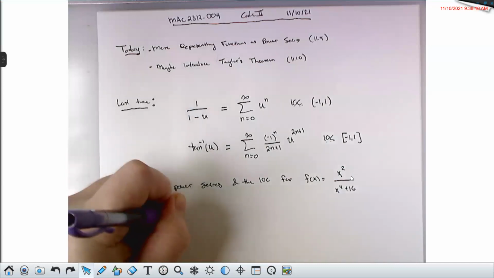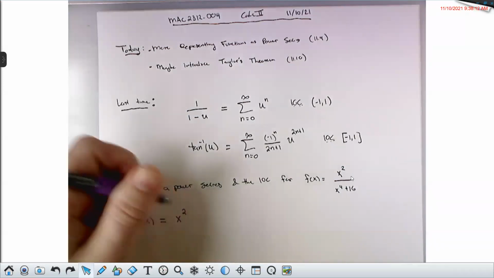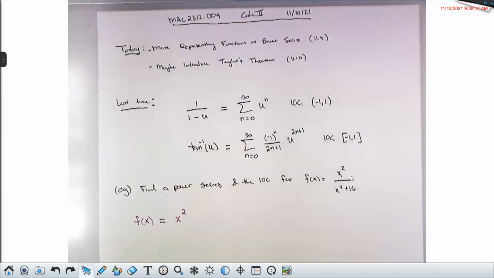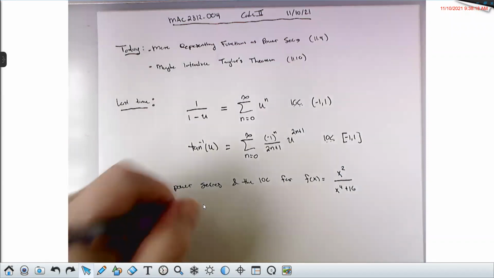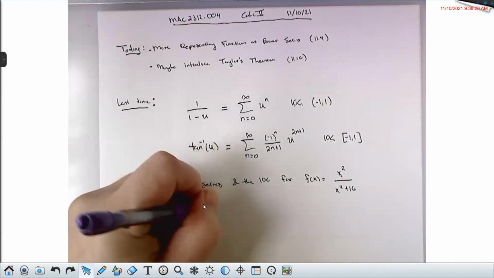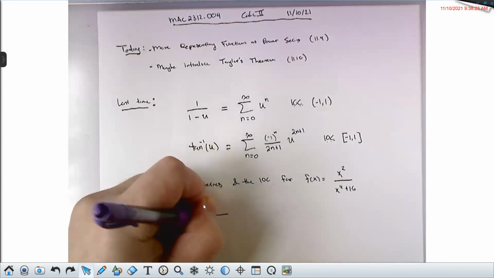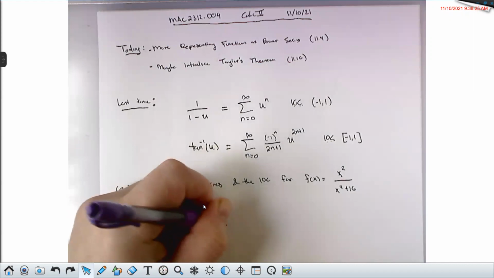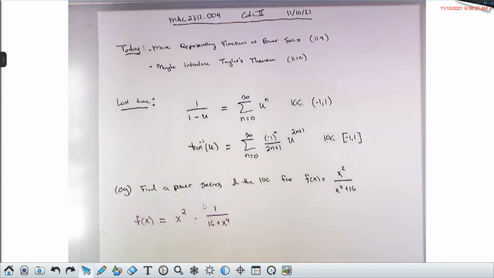The first thing is to, just like the 9 from the example we did in the start of class on Monday, we popped the 9 off the top. I'm going to pop the x squared off the top and then rewrite this as 1 over, I'll say 16 plus x to the 4, swapping the order of addition downstairs.